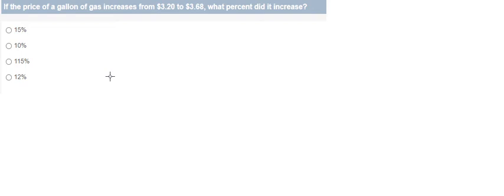Hello everybody, so today I will talk about ASVAB Arithmetic reasoning. Here is the question. If the price of a gallon of gas increased from $3.2 to $3.68, what percent did it increase?